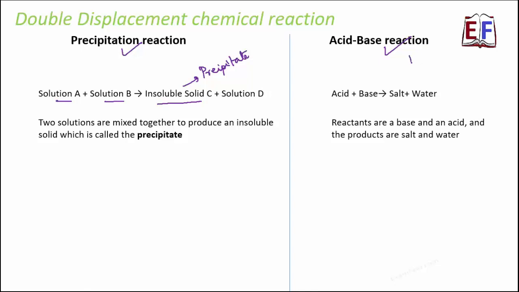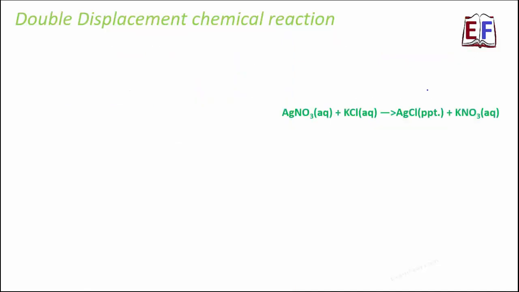Acid-base reaction is also known as neutralization reaction. And under this reaction, an acid combines with a base to form salt plus water. Now, why is it called neutralization? Because when an acid combines with a base, the acidic property is lost, the basic property of the base is lost, and both of them join together to form salt, which is neutral. And that is why it is called neutralization reaction. Even before we talk more about precipitation and acid-base reaction, I think it will be a good idea to take examples of both of them.